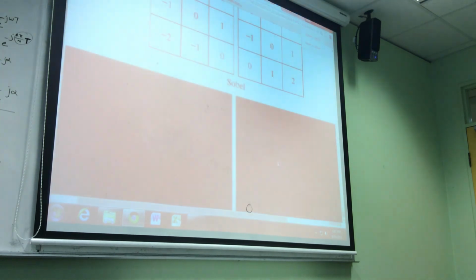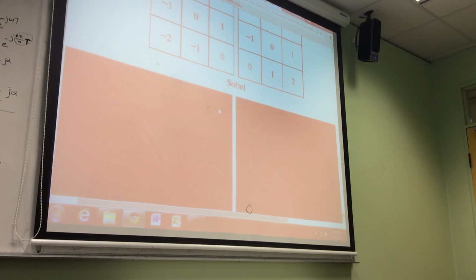If I do the 0, 0 on this side, the edge on this side will be enhanced. If I do 0 on this side, the edge on this side will be enhanced. See the difference? But it's a bit harder in this kind. It's better when you do it right.